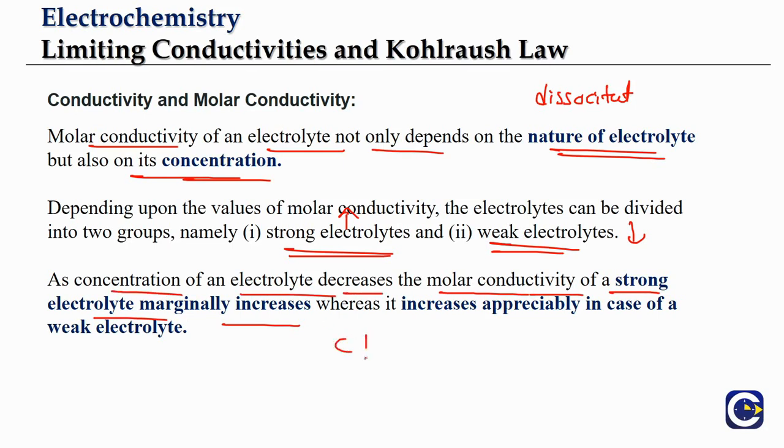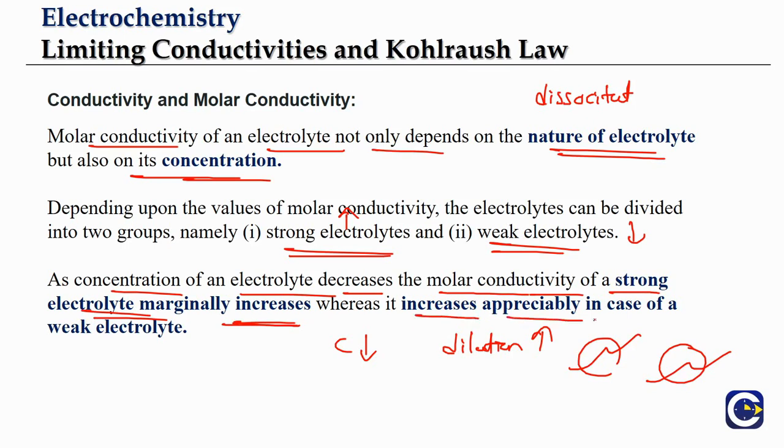Concentration decreasing means what? Dilution. This is what we were discussing before, right? If you decrease the concentration of the particular solution, dilution is going to increase. Dilution will be able to have more and more of these electrolyte particles easily dissociate. But the thing is, in case of strong electrolyte, there is going to be only a marginal increase, whereas we will see an appreciable increase in the case of weak electrolyte.